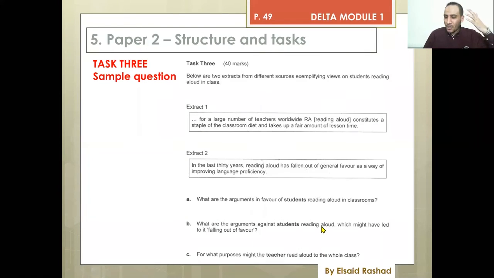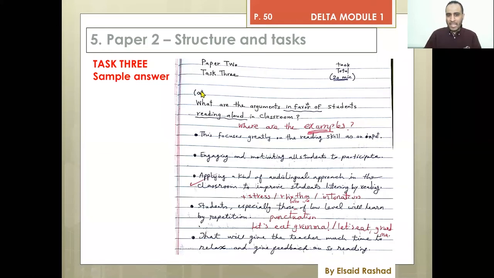If you've never read about reading aloud, then you have to think about it, use your experience, and write something. Look at my sample answer, please. Paper 2, task 3A. Be organized. One question in one paper. Paper 2, task 3A. Advantages. 1, 2, 3, 4, 5.